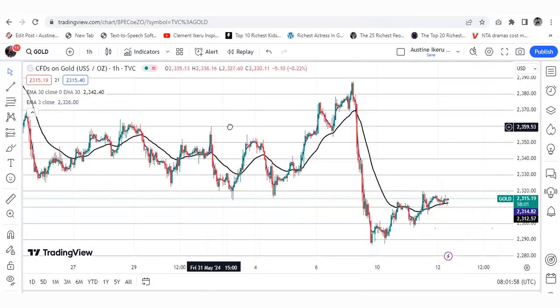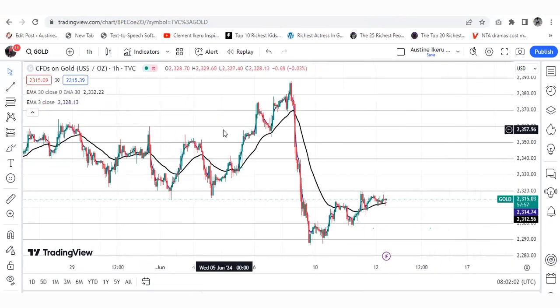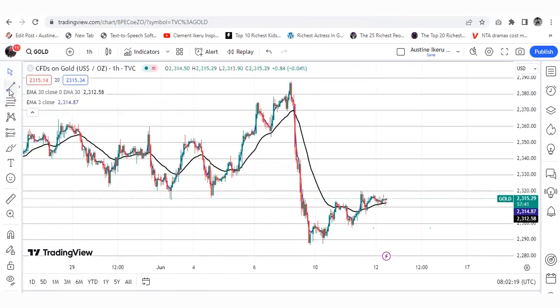We can now use it to trade alongside what? Price action. And like I said, you don't have to trade it alone, you need to combine it with price action. So now that the market is in a trend, you can use a trend line alongside the moving average, because like I said, there are so many trends in the market.